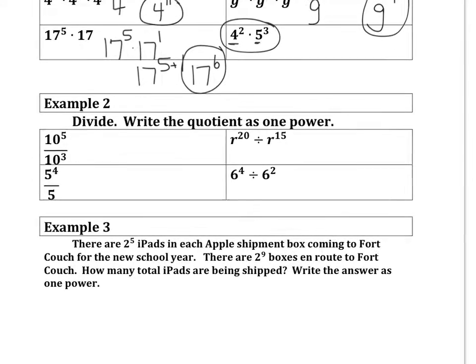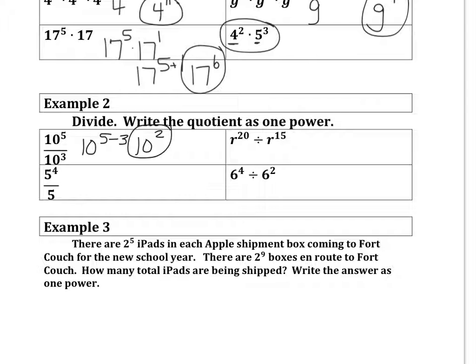Now when we divide, so opposite of multiplication, when we divide, we want to subtract the exponents. So 10 to the 5th over 10 cubed, 5 minus 3, and you're going to take the numerator exponent minus the denominator exponent, would be 10 squared. And it says write the quotient as 1 power, so just 10 squared.